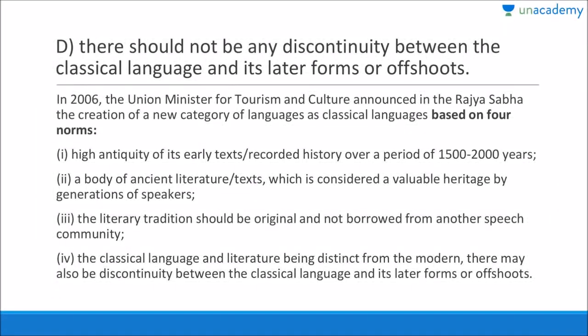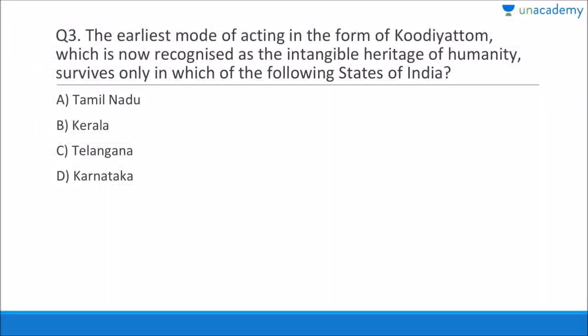Okay. Who classified it? About in 2006, the Union Ministry of Tourism and Culture announced in Rajya Sabha the classical language and literature being distinct from the modern. But there may also be discontinuity between the classical language and its later forms or offshoots.